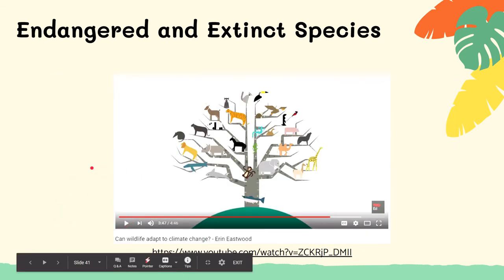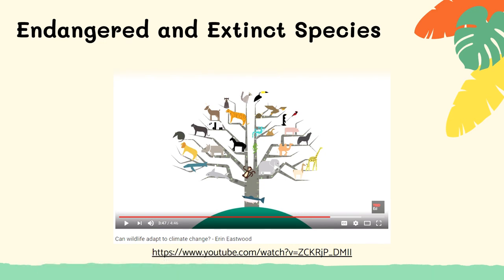Now, one major cause of plant and animal extinction, and even other organisms, would be climate change, and not all of them are better suited and better adapted to survive climate change. So, to learn more about it, I recommend that you watch this video from TED-Ed. Can wildlife adapt to climate change? I'll provide the link in the description below.